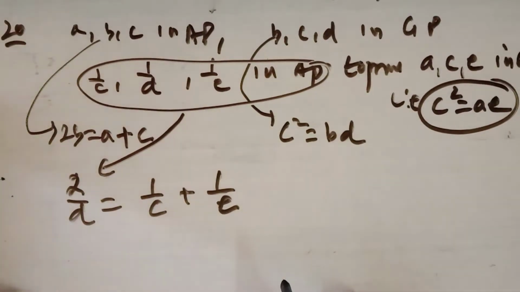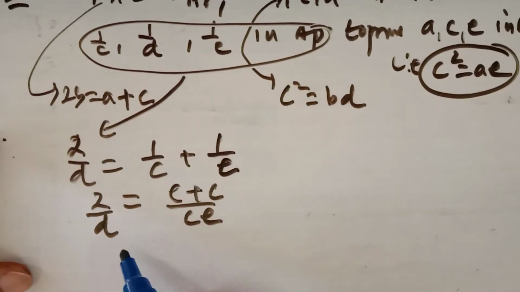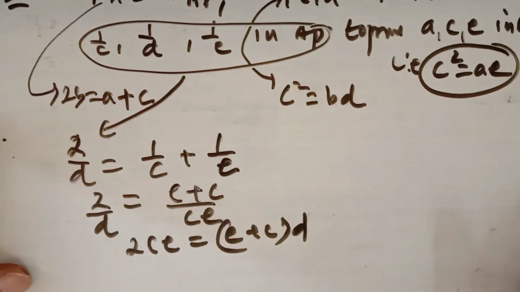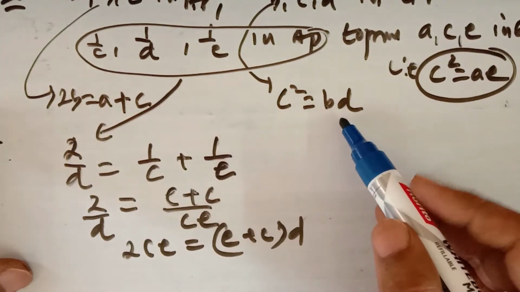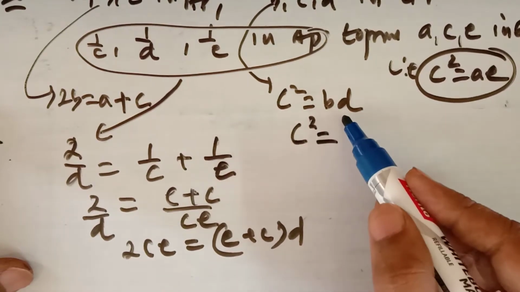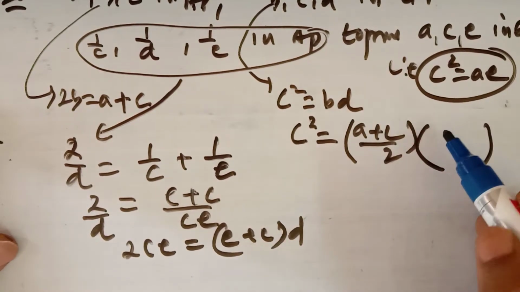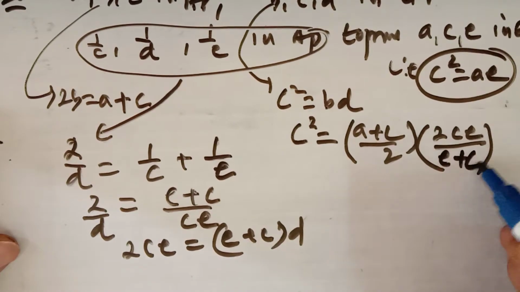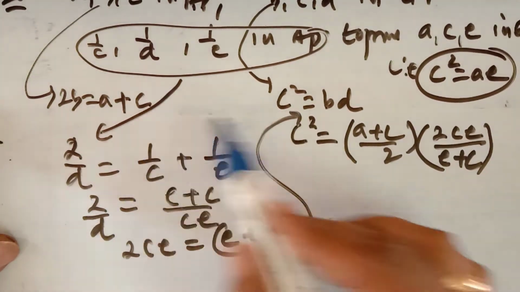So what can you do? First of all, simplify it. It is E plus C upon CE is equal to 2 upon D, so 2CE is equal to E plus C into D. Now you can simply replace the values of B and D. The value of B is A plus C upon 2, and the value of D is 2CE upon E plus C. So we have put the value of D here, and the value of B here.